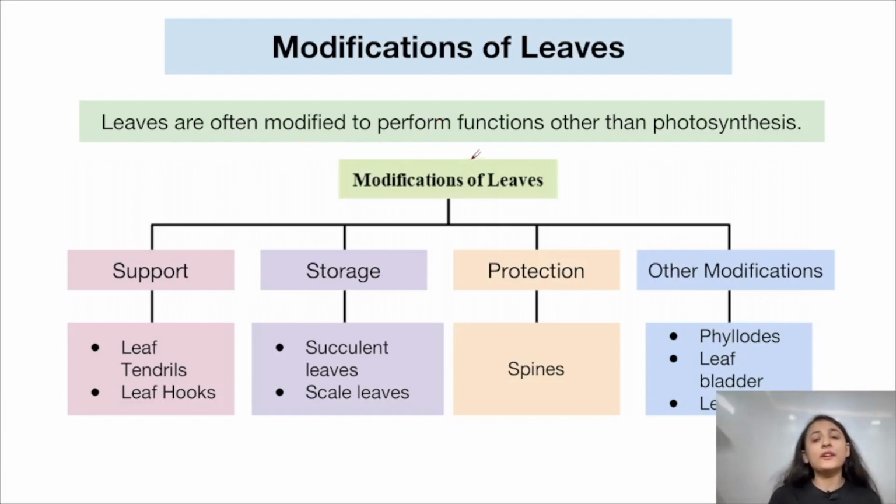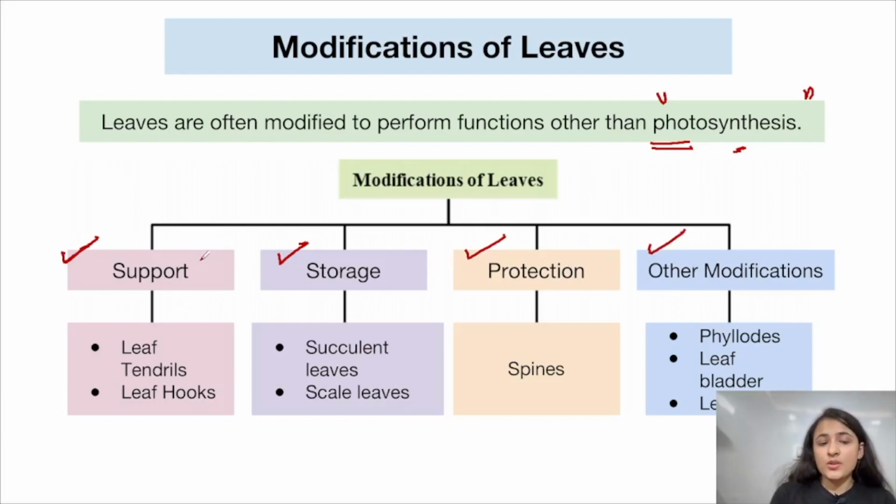So leaves also are modified to perform functions other than their general function, their main function, that is photosynthesis. Now what are these functions? Let's study these modifications. So leaves can modify themselves for support. They can modify themselves for storing food. They can modify themselves for protecting the plant, and there can be some other modifications also. Talking about support, how do the leaves modify themselves in order to support the plant? They can modify into leaf tendrils. They can form leaf hooks.